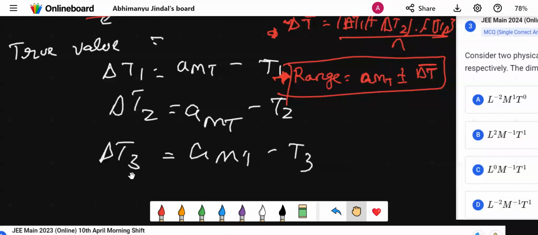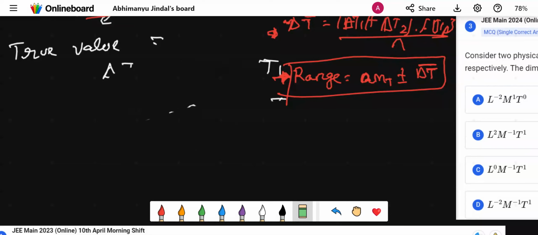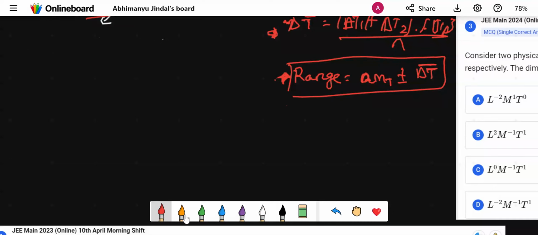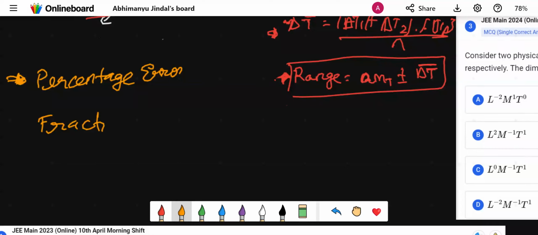Okay, so now what is relative error or fractional error? Wait, let me explain. Whenever you have an experiment's value, you're always given a range, which is AMT, the mean of the values found, plus minus the error, the max error or the minimum error in calculation. Okay, let's see percentage error. Percentage error is fractional error into 100.